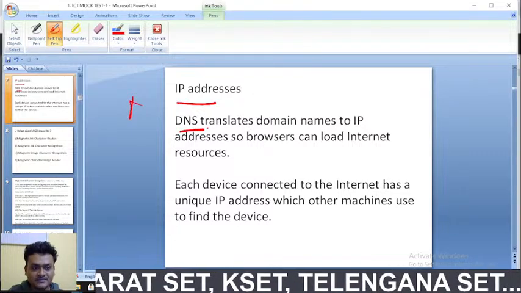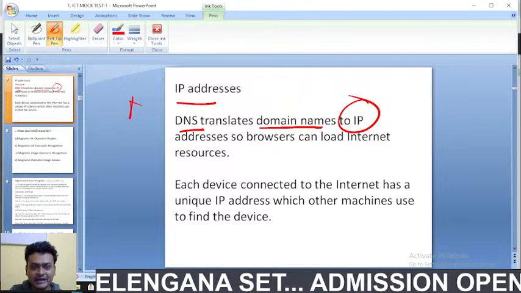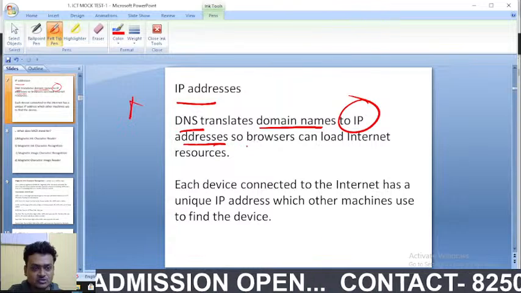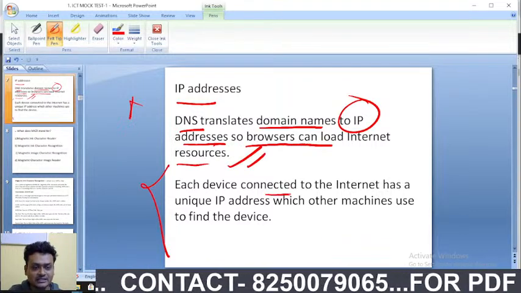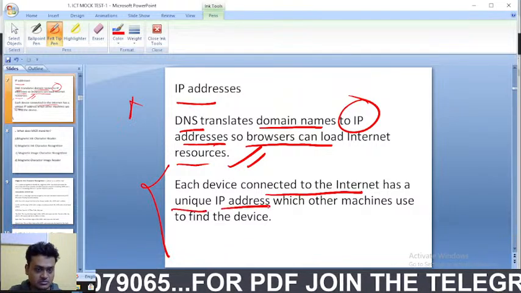DNS, that is domain name system, translates domain names to IP, that means IP addresses, so browsers can load internet resources. Each device connected to the internet has a unique IP address.